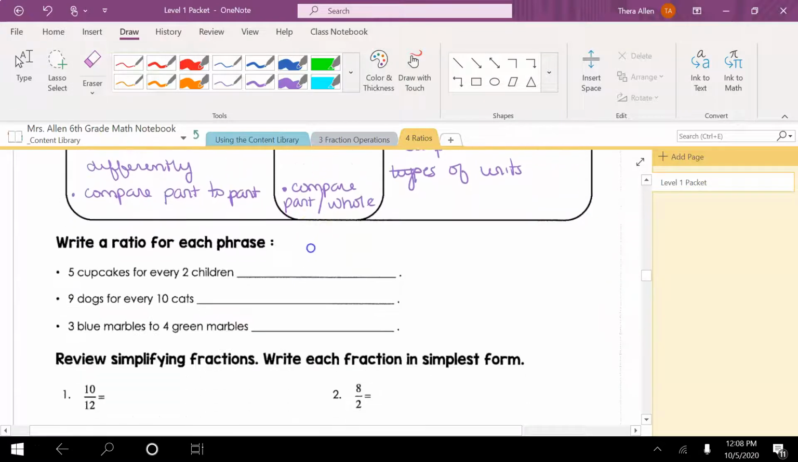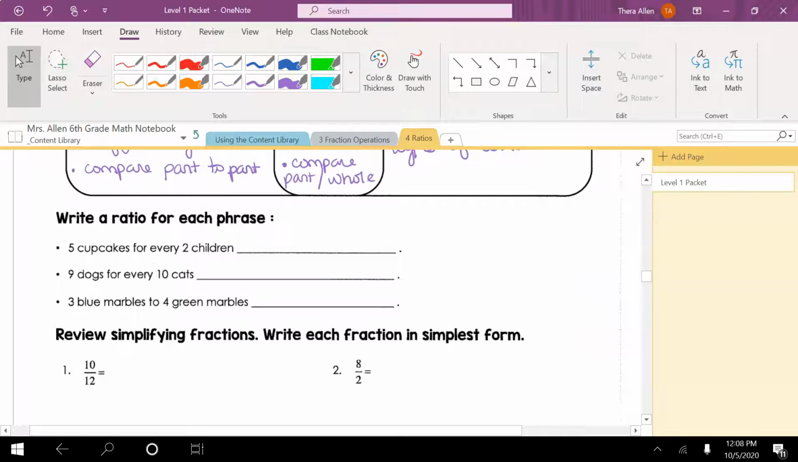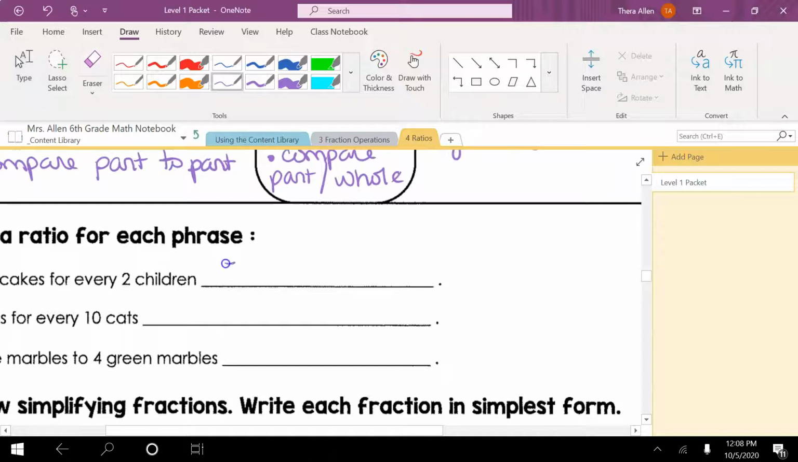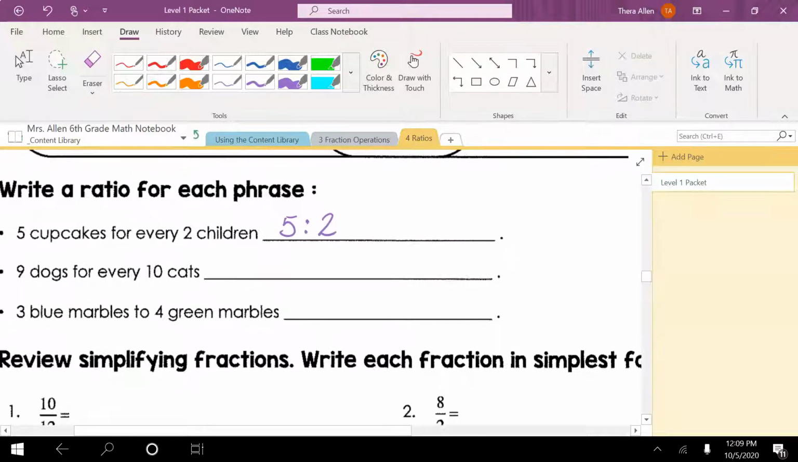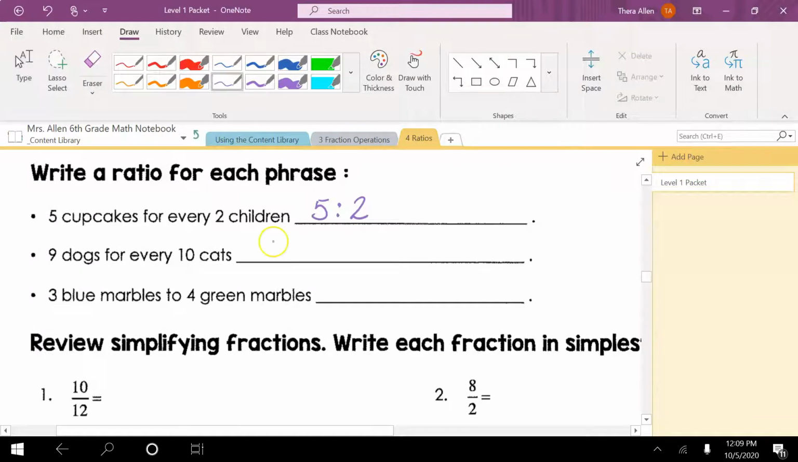Okay, so let's move on. Let's write a ratio for each of these phrases. 5 cupcakes for every 2 children. I'm going to make that 5 cupcakes to 2 children. So you see how I'm comparing different units. I'm comparing cupcakes to children. If this was a fraction, I could not do that. I have to compare the same units. 9 dogs for every 10 cats. So 9 to 10. And then 3 marbles to every 4 green marbles. So 3 to 4. Very simple writing a ratio.